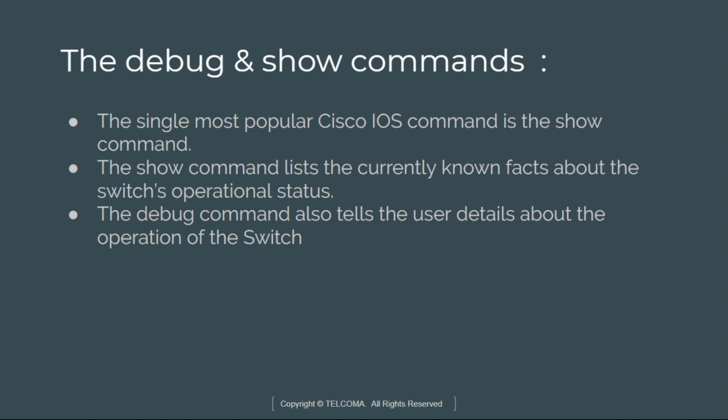The single most popular Cisco IOS command is the show command. It lists the currently known facts about the operational status. The debug command also tells the user details about the operation of the switch. The show command issued from user mode lists the tables that the switch uses to make forwarding decisions. The debug command acts like a live video camera feed. Once you issue a debug command, IOS keeps issuing messages that any switch user can choose to see.